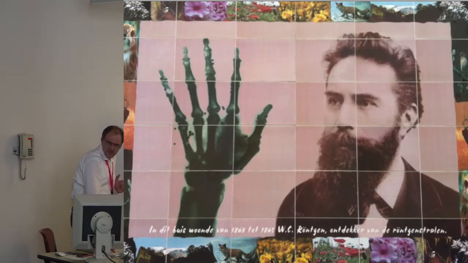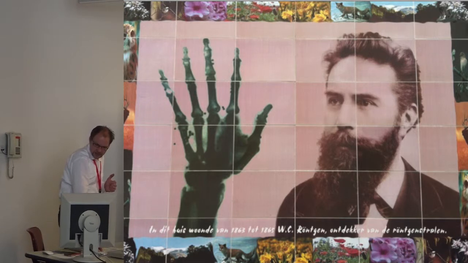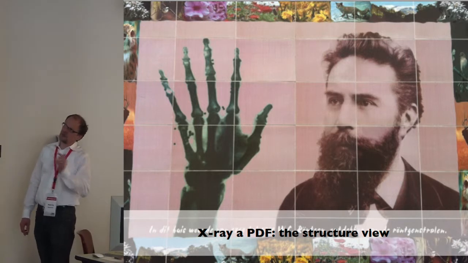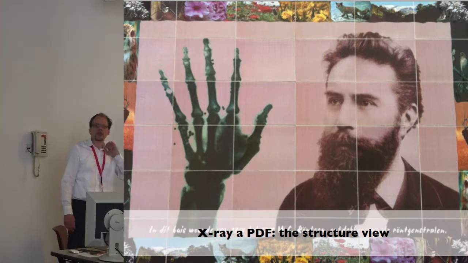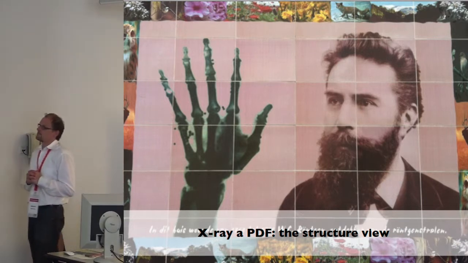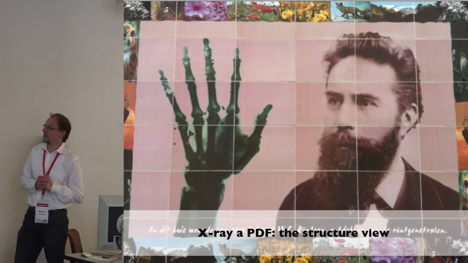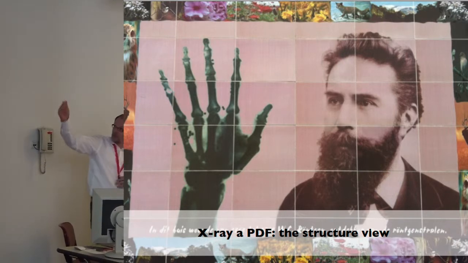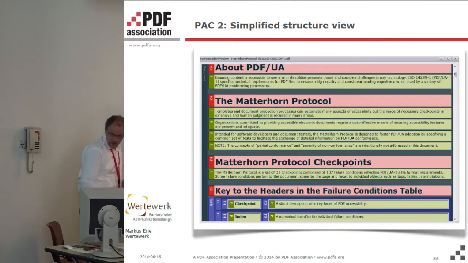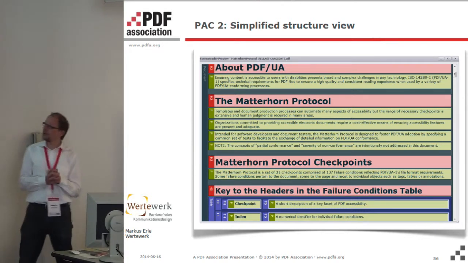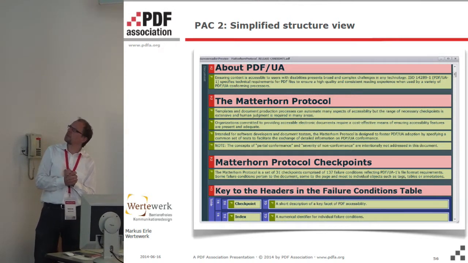But you also need the human check. And why do we need a human check? Because the logical document structure, we saw it some slides before, 3 of the fundamentals have to be evaluated by a human check. So X-ray a PDF in order to evaluate the logical document structure. So we are here at the bones. And how can you evaluate the bones of your document? There are different tools for that. The PAC 2 simplified structure view is one example.